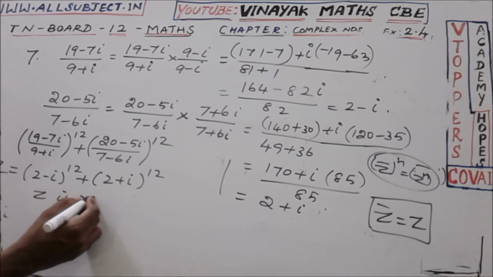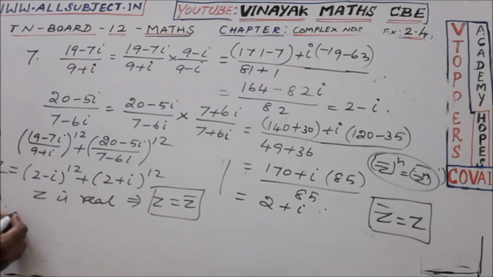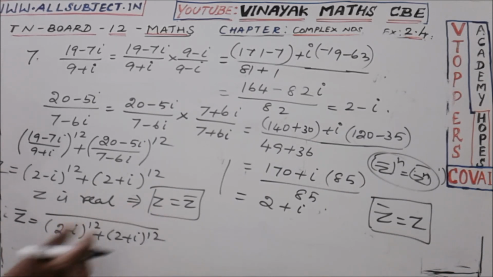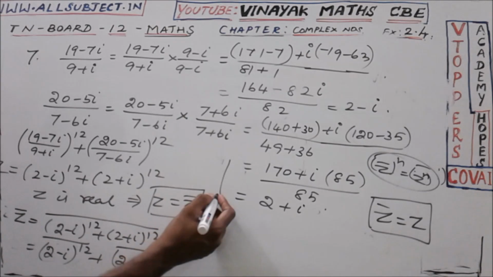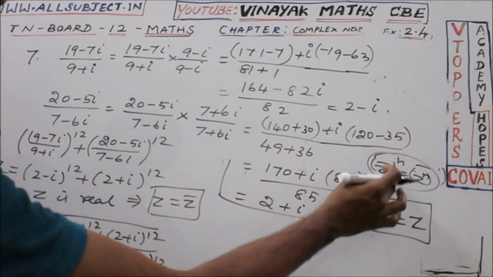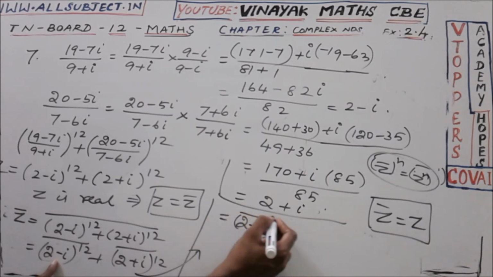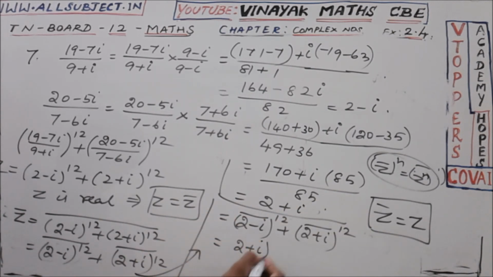When z is real, which implies z equal to z bar. So when we take conjugate to this one, it will yield the same value. So conjugate z bar equal to (2 minus i) whole power 12 plus (2 plus i) whole power 12. Now by property we can separate the conjugate: bar of (2 minus i) whole power 12 plus bar of (2 plus i) whole power 12. Now by one more property, (z power n) whole bar equal to (z bar) whole power n, we can write this one as (2 minus i) bar power 12 plus (2 plus i) bar power 12. Now by taking conjugate, it will turn as (2 plus i) whole power 12 and here (2 minus i) whole power 12, which will be equal to z.